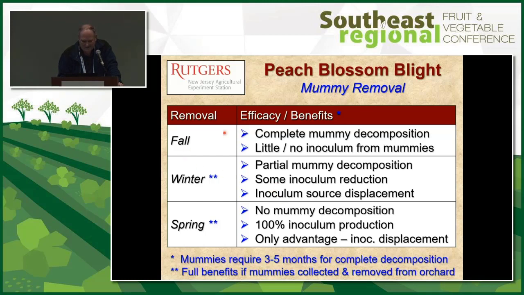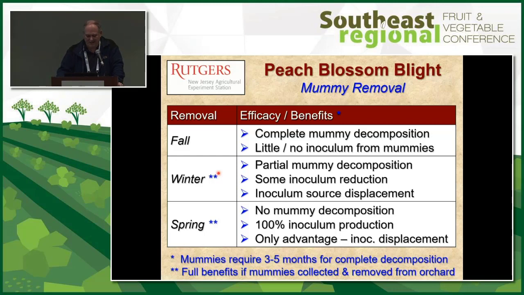And so if you do your mummy removal in the fall, and you knock all the mummies down onto the orchard floor, you're going to get complete decomposition. Little to no inoculum from mummies. If you do it in the wintertime, you're going to get partial mummy decomposition, some inoculum reduction, to the extent that you're taking advantage of some time. You still have some time before spring, and you also have inoculum source displacement. In other words, you move the mummies from the trees onto the orchard floor.